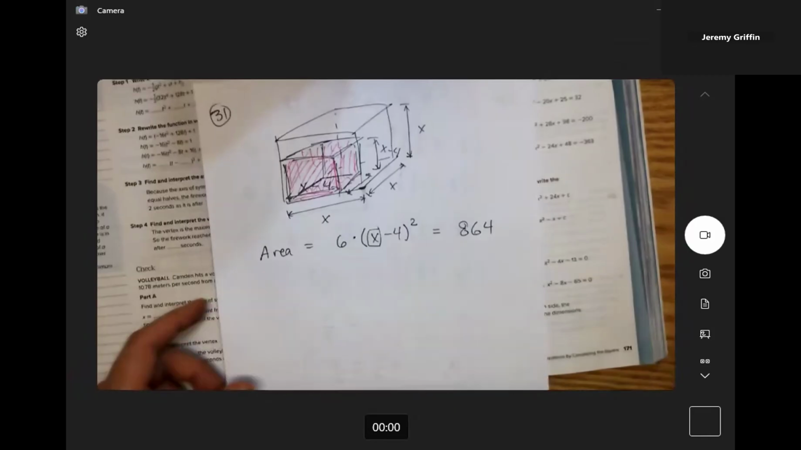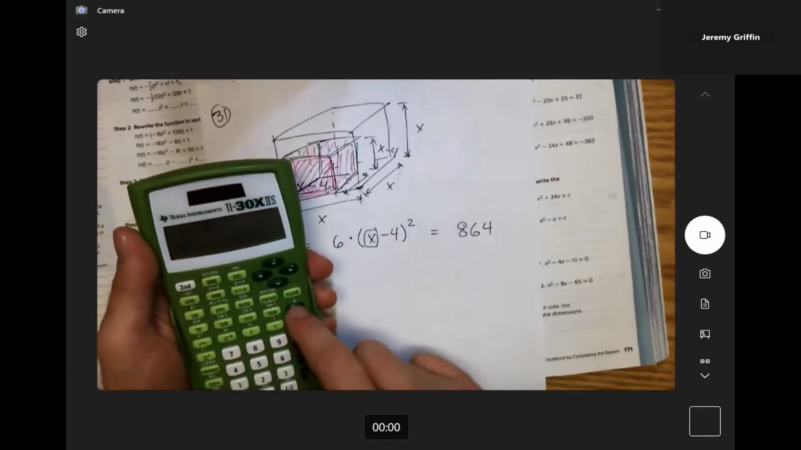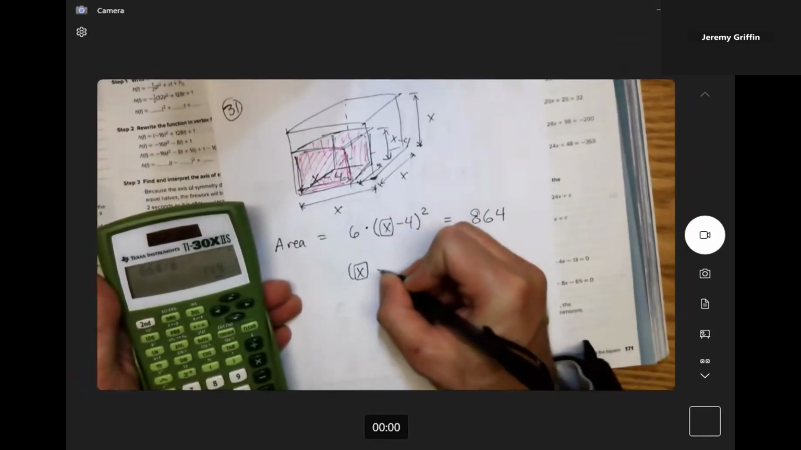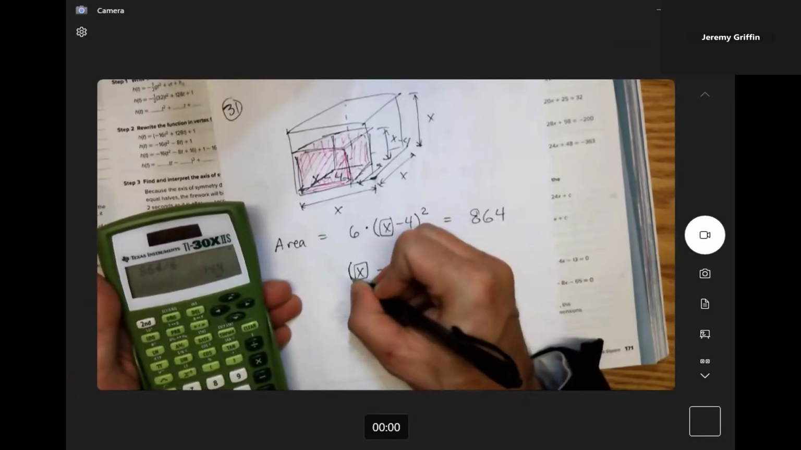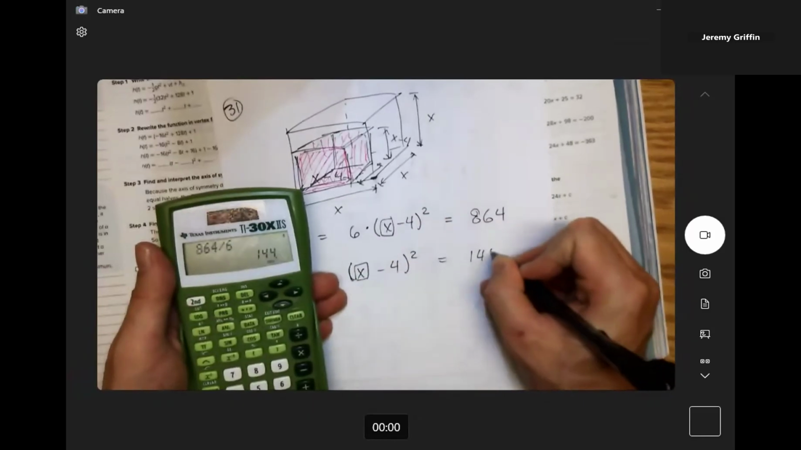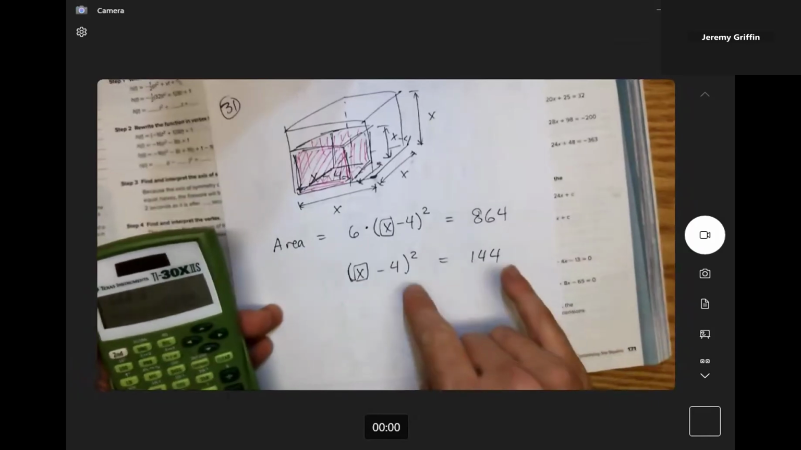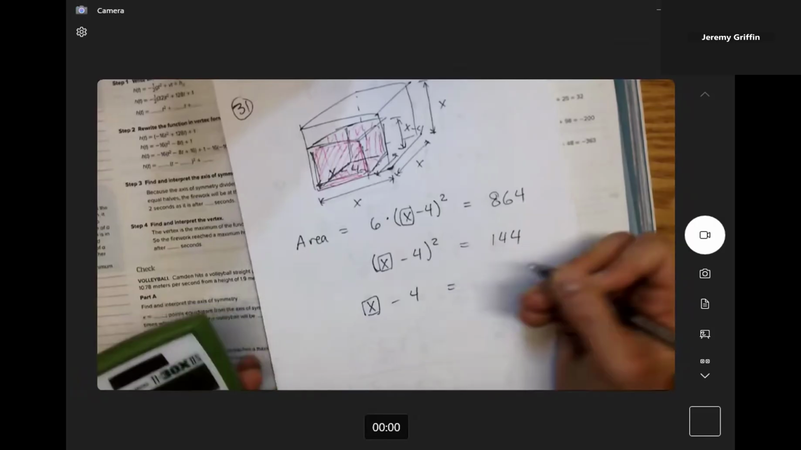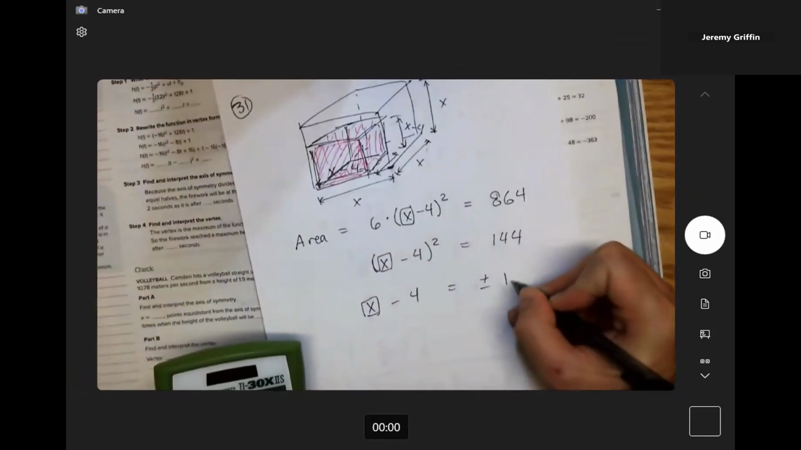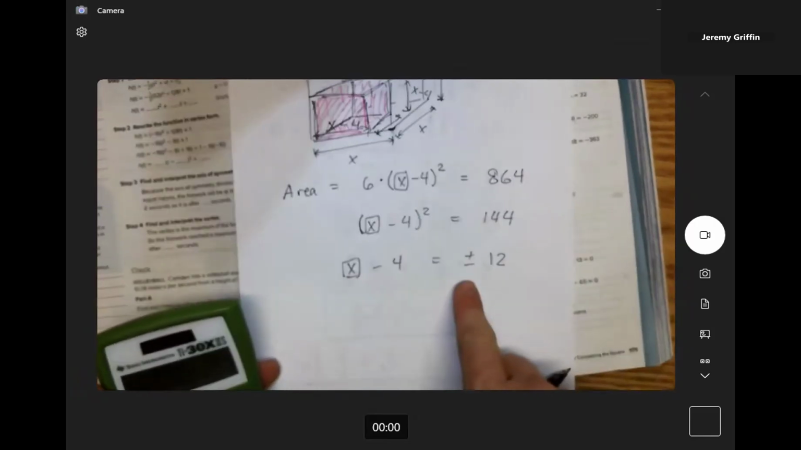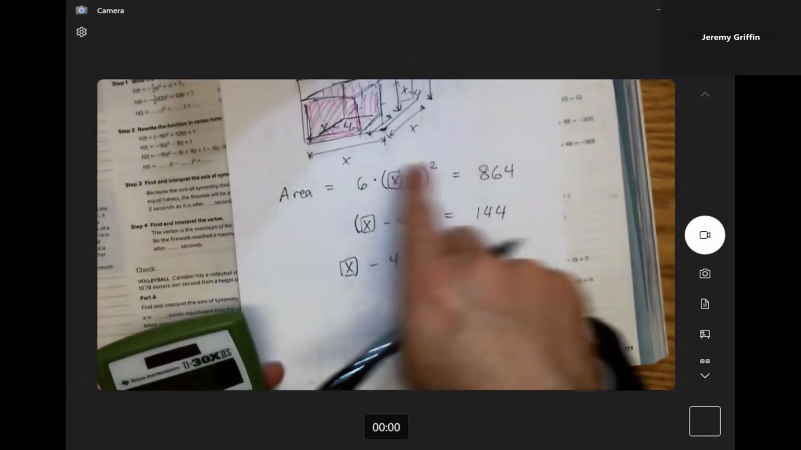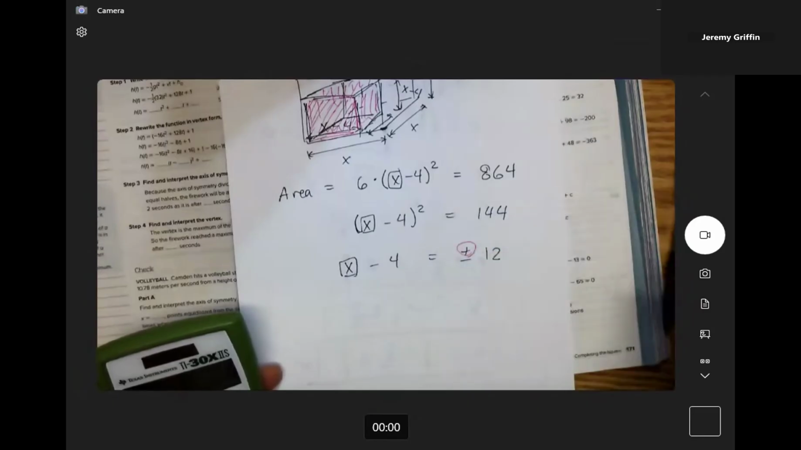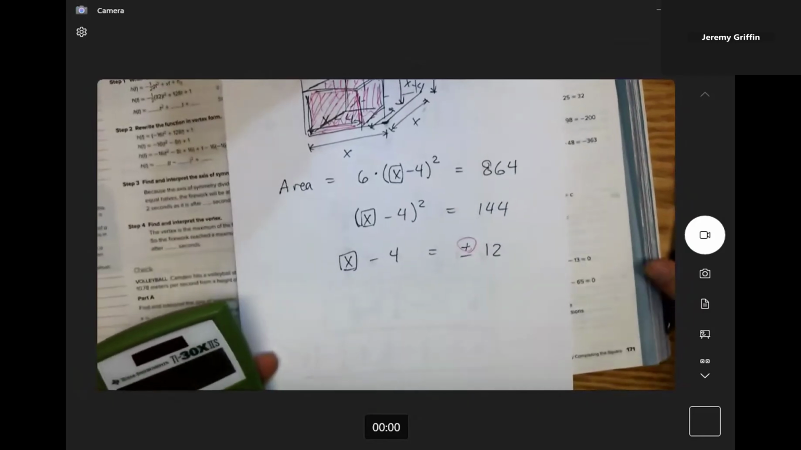Solve for x. I can divide both sides by 6, right? Can I take 864 over 6? 144. So x minus 4 quantity squared equals 144. That's a perfect square. So x minus 4 equals, we normally say plus or minus 12, but since this is a practical example, it probably doesn't make sense to have negative sides. So I'm just going to pick the positive value, because if I had negative 12 and added 4, it would still be negative. That wouldn't work.